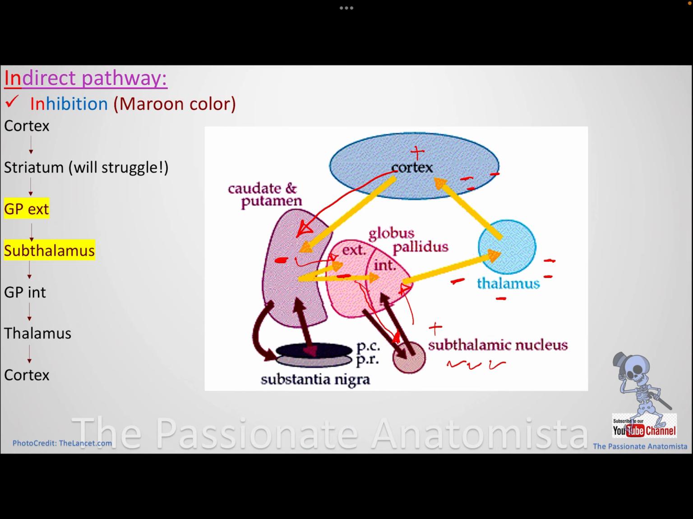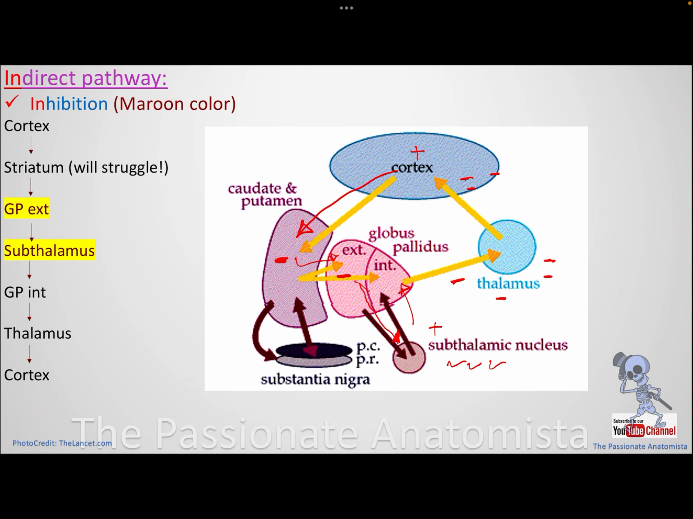They will send the inhibition to the externus. Externus inhibition with their inhibition will cancel each other's, and they will redirect it to the subthalamic nucleus. Subthalamic nucleus will excite the internus, and the internus is already inhibitory in nature, so it will inhibit and hold the thalamus back, and that inhibition will hold the cortex from doing the unwanted movement.